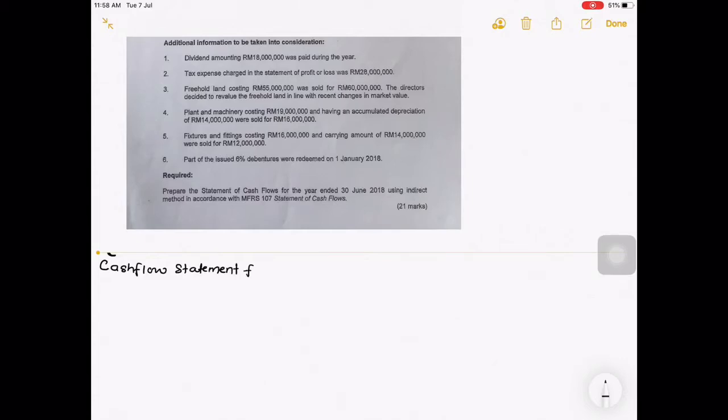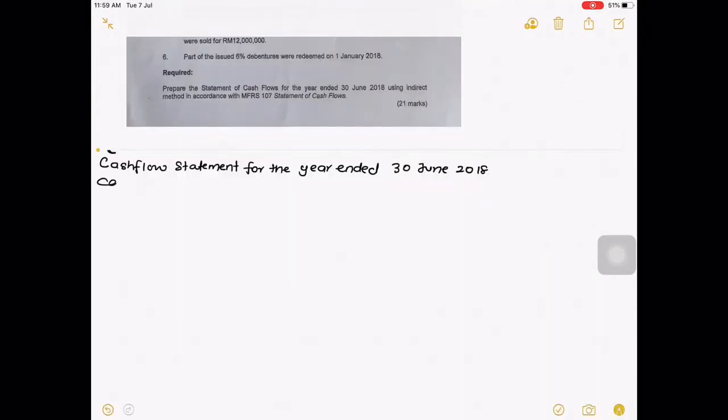We begin with the title, which is the cash flow statement for the year ended. We are using the indirect method because we are only provided with the financial position for the two years. In the cash flow statement, we start with the operating activity. We are going to find out how much the inflow and outflow is due to the operating activity, which is the day-to-day activity in the business.